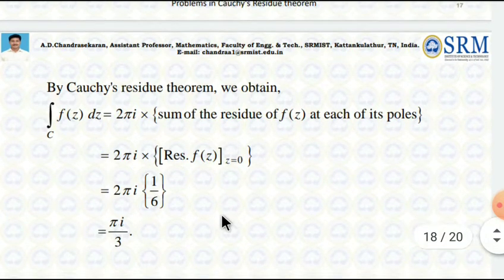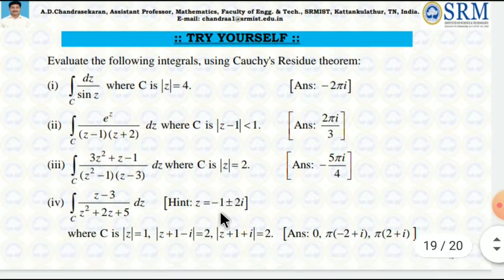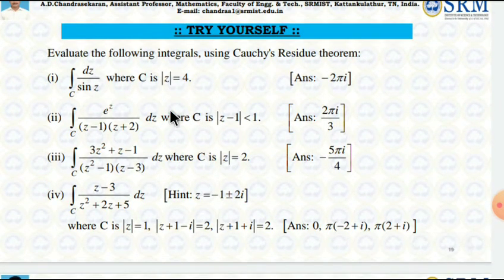Okay, let us try a few problems yourself by using Cauchy's residue theorem. Integral over c of dz by sin z, where c is mod z equal to 4, the answer is minus 2 pi i. When sin z equals 0, z is plus or minus n pi, isn't it? That is plus or minus pi, plus or minus 2 pi, etc, but 4 is the radius. So let us collect all the poles within the circle, then use the residue theorem.